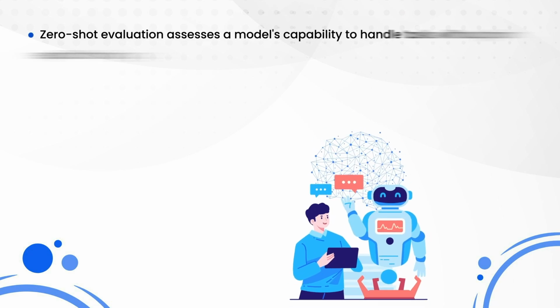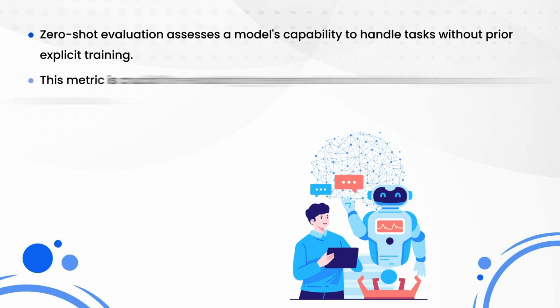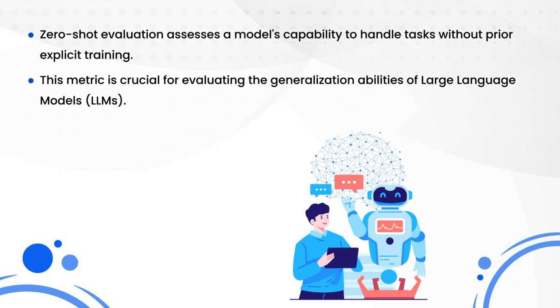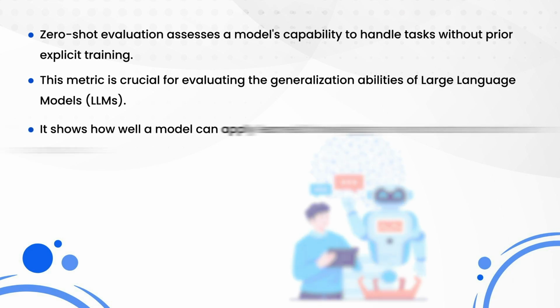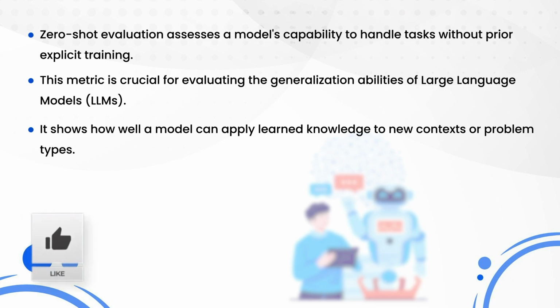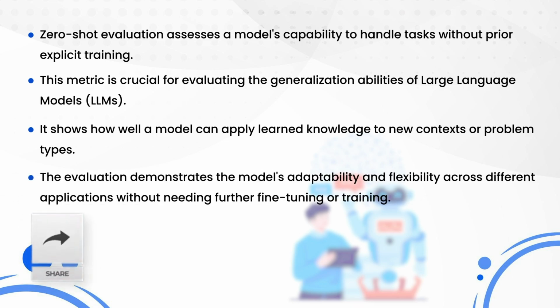Zero-shot evaluation measures a model's ability to handle tasks it has not been explicitly trained for. This metric is critical for assessing the generalization capabilities of large language models. It reveals how well a model can apply learned knowledge to new contexts or problem types without additional fine-tuning or training. It demonstrates the model's adaptability and flexibility across various applications. Let's look at an example.